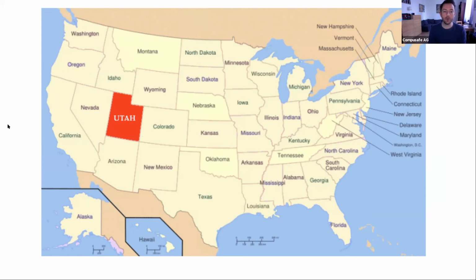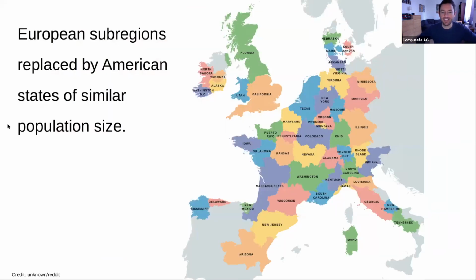But first, I want to show you a different map of America, one that you've probably never seen before. And it's this. Here it is, the United States of America. But wait, that's not America. This is actually a really cool map. This is the states of the United States, put into European subregions, so European states of similar population size. You can see here, Illinois has about the same size population as Bavaria, about 12 or 13 million people.